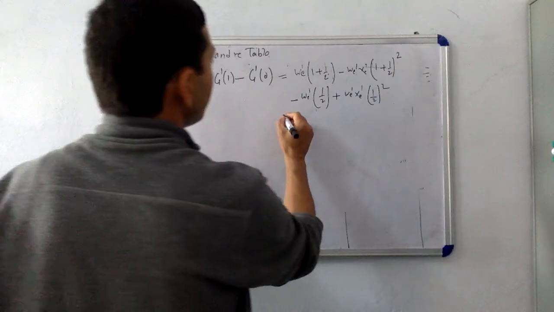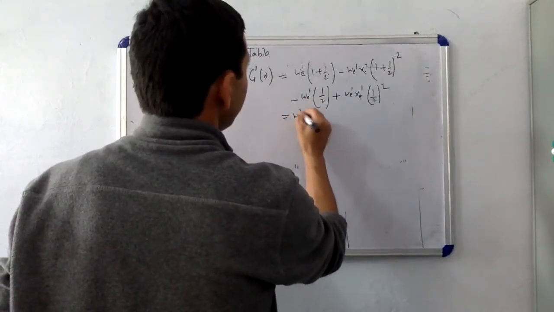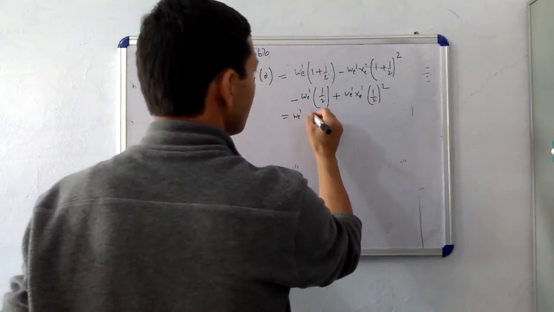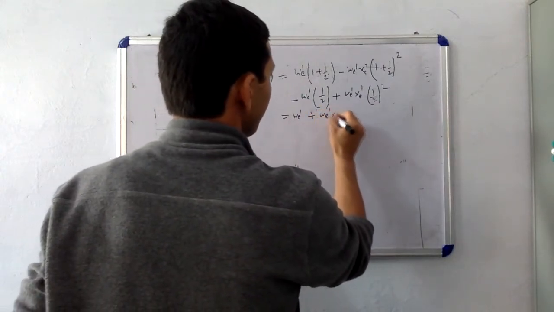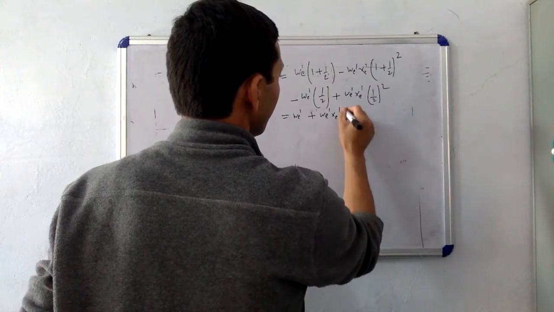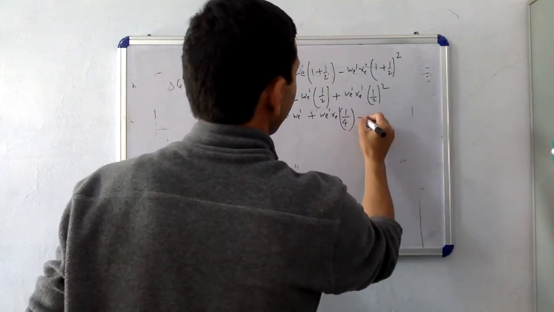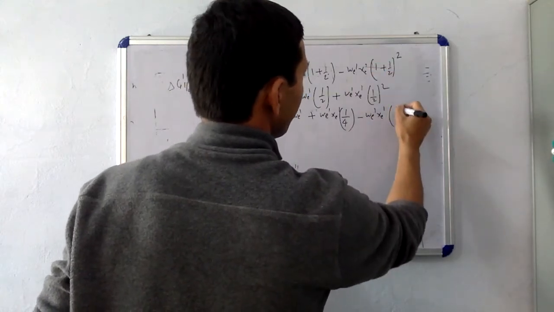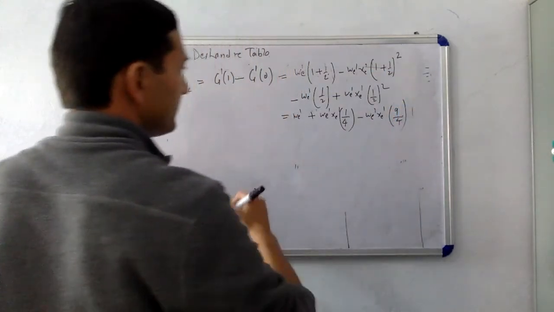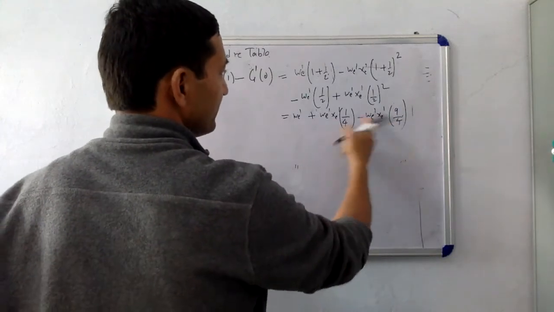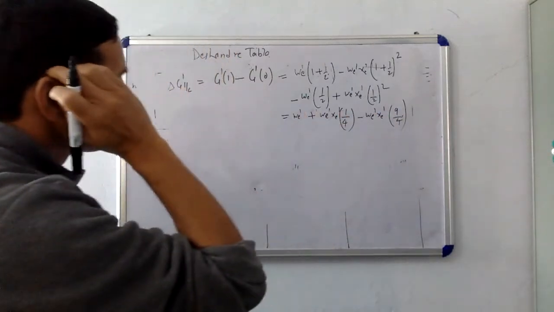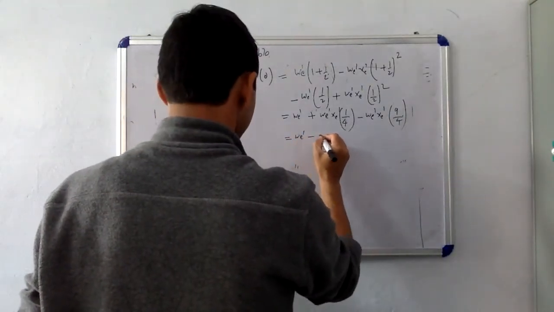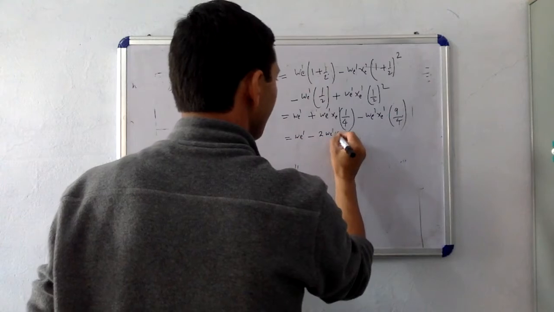Then you have this omega e prime, this cancels out, plus omega e prime x e prime of 1/4 minus omega e prime x e prime of 9/4. Simply then this is complete, this is 8/4, that is 2, so simply omega e prime minus 2 omega e prime x e prime.